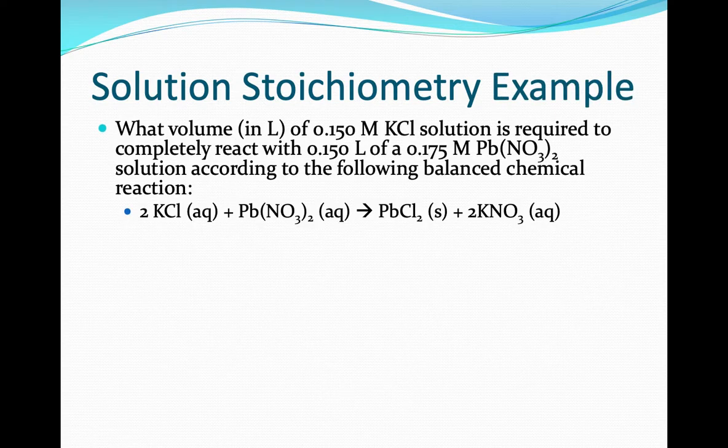So let's take a look at an example for this. Here it asks us what volume in liters of 0.150 molar KCl solution is required to completely react with 0.150 liters of 0.175 molar lead(II) nitrate specifically. And it occurs according to the reaction that's given to us. We have 2 KCl plus Pb(NO3)2 making PbCl2 as our solid. That's what we're going to call our precipitate coming out of this reaction. And then we also get 2 potassium nitrate, the KNO3, as a product here.